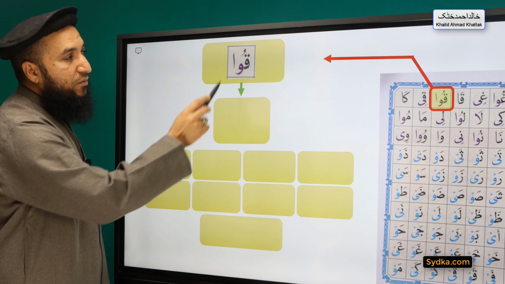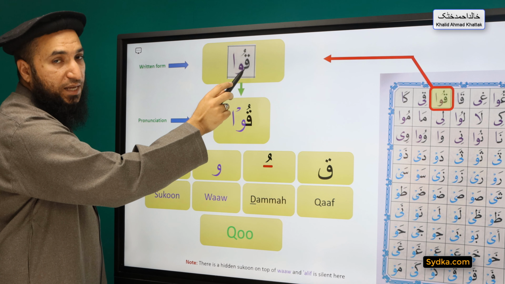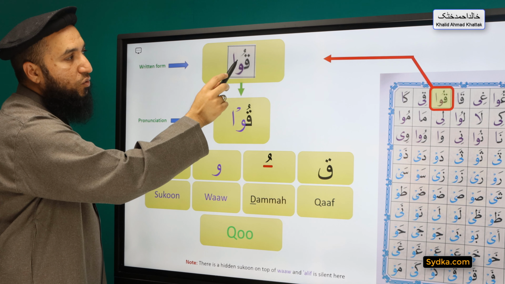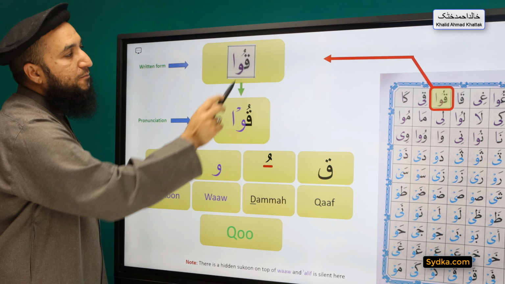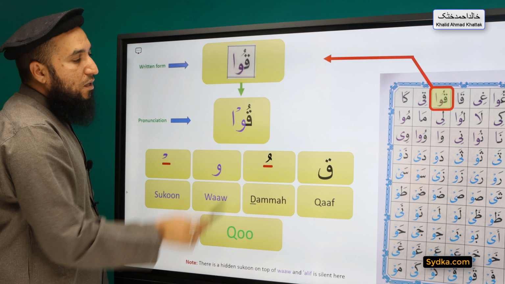The next syllable we have is Qaf Dhamma Waw Sukun. Qaf is a heavy letter, it has Dhamma on top of it, it is followed by Waw. Waw has hidden Sukun and this Alif is silent. Qaf Dhamma Waw Sukun Qu.